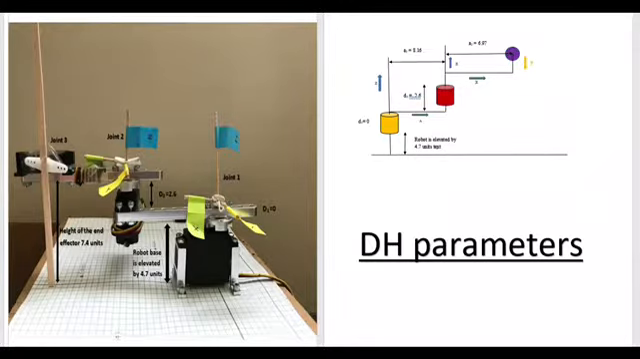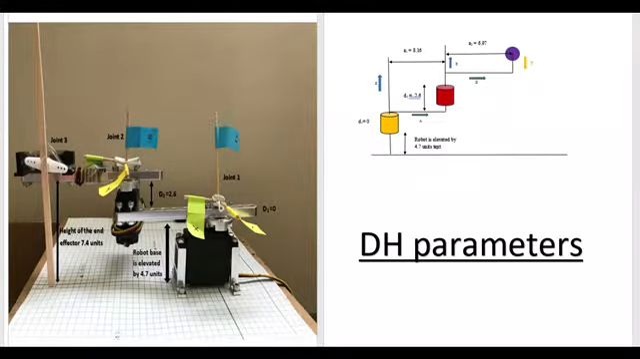To calculate d2, we take the distance between the two x-axes between frames 1 and 2, measured along the z-axis of coordinate frame 1, and we get d2 as 2.6. To get A2, we measure the distance of the two axes of common normal of frame 2 and 3, and we get A2 as 6.97.